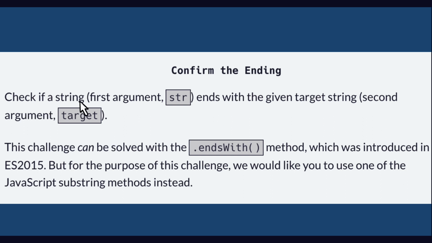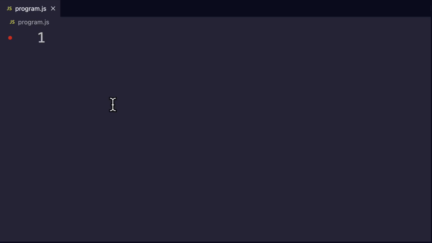Our goal is to check if a string, the parameter is called str, ends with the given target string. That would be the second argument, which is target. We have a note here that this challenge can be solved with the endsWith method, which was introduced in ES 2015. But for the purpose of this challenge, we would like you to use one of the JavaScript substring methods instead to practice your skills and knowledge. So we will do that. So stay tuned. And let's go to Visual Studio Code.